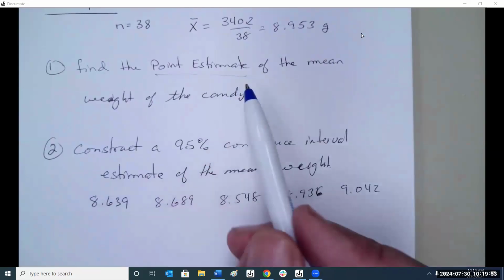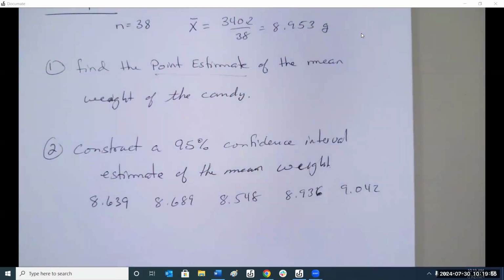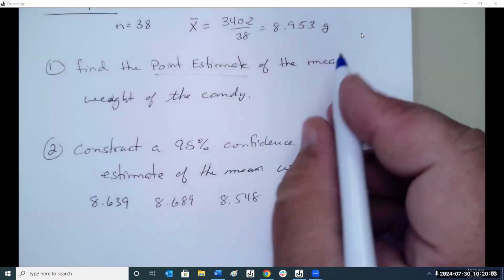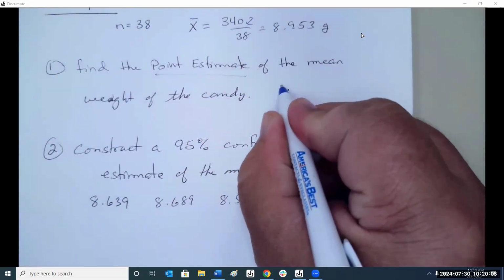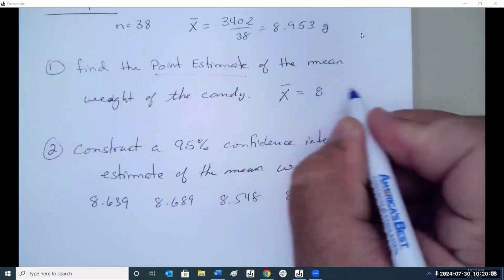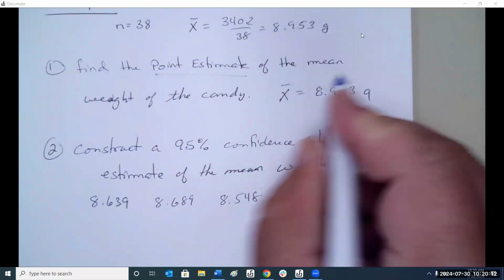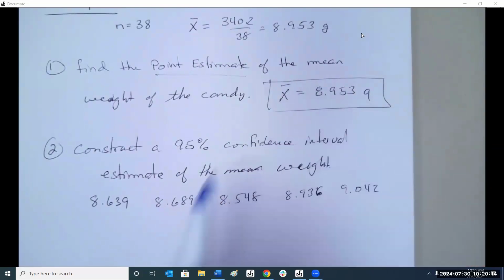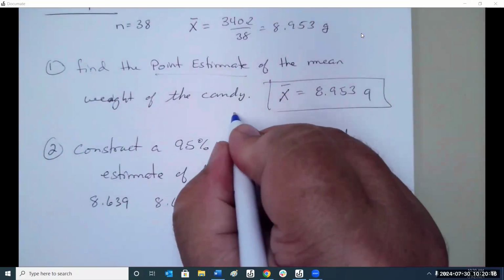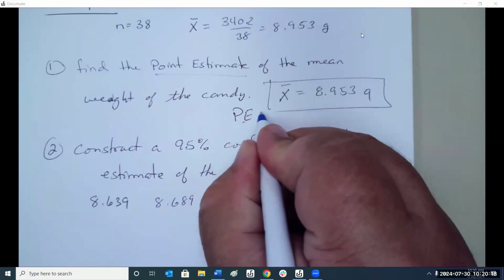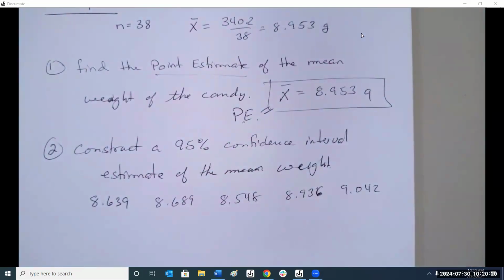The point estimate. Remember, the first thing we talked about when we defined point estimate, we said that the best point estimate is the sample mean. So for this one, that is your point estimate. It's the sample mean.